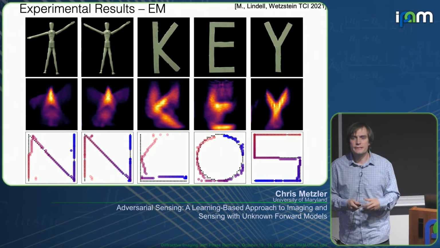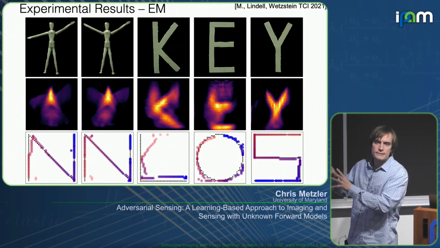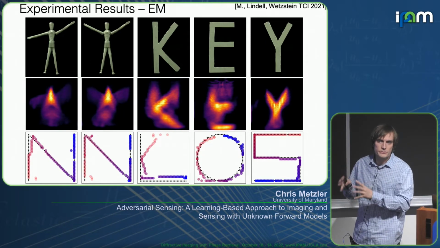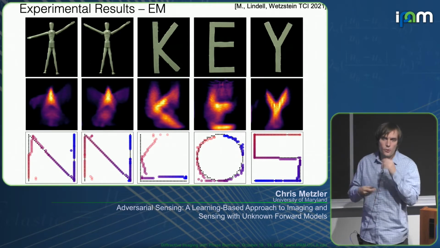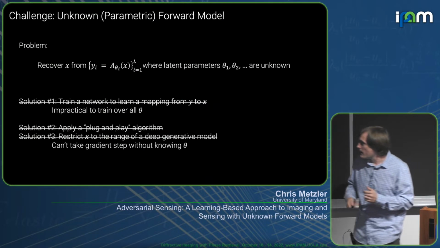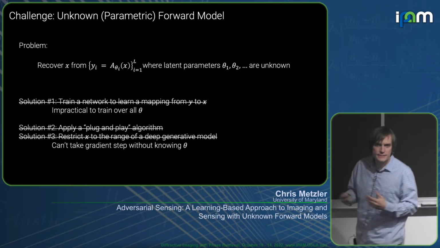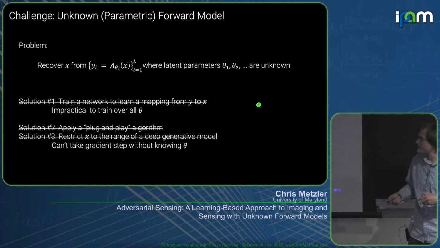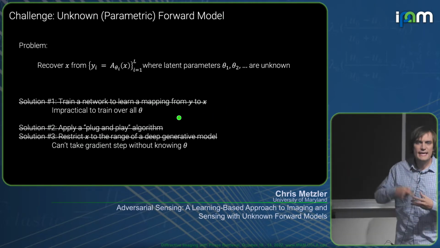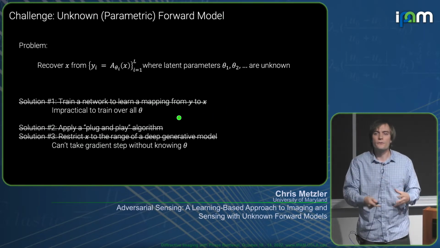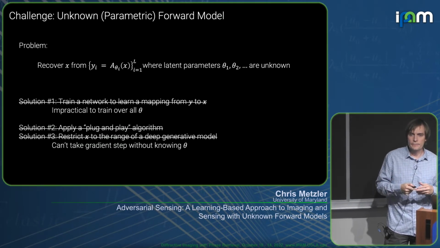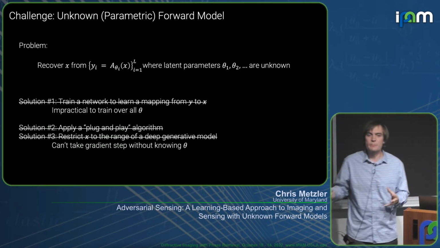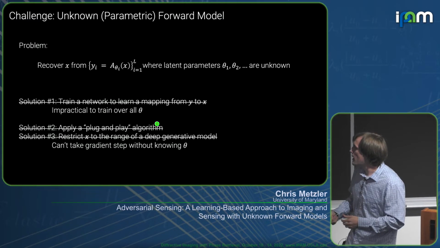The next step here is, this is all a classical optimization-based approach to this problem. How do we incorporate machine learning? Now we had the previous solutions. We could just train a network to learn a mapping from y to x, but in this case, it would require training over all possible latent parameters. So it quickly explodes the amount of training you'd have to do.